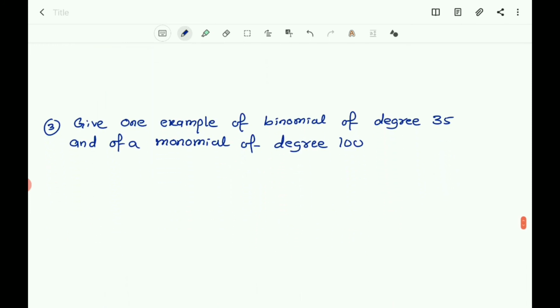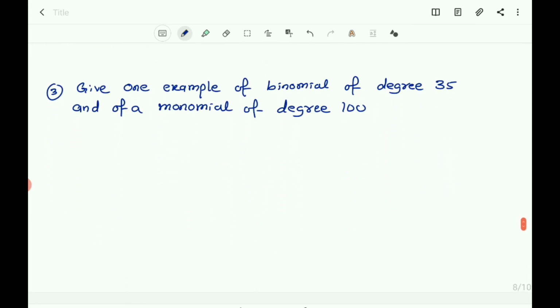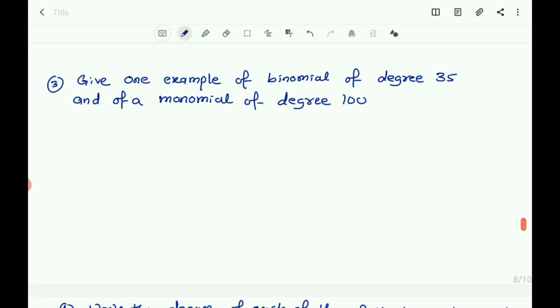Now you come to the third question. Give one example of a binomial of degree 35 and of a monomial of degree 100. You can give any example taking any variable. So, an example of a binomial of degree 35: you take any variable and the highest power must be 35 here. Together with that you can have terms with the variable of degree less than 35.